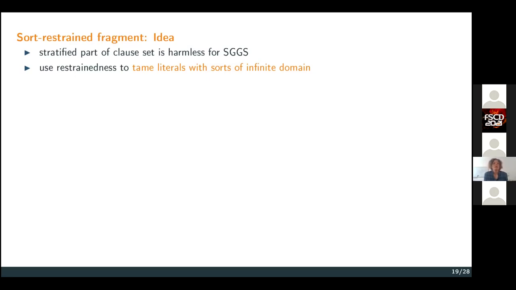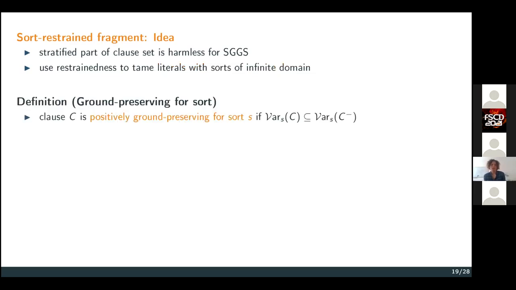The problem may only come from sorts that have infinite domain. And the idea is now that, similar as before, we use the idea of restrainedness to tame the literals that have sorts of infinite domain. So to apply this restrainedness idea in a sorted setting, we first generalize the definition of ground preservingness to take sorts into account. So a clause C is positively ground preserving for a sort S if all the variables of the sort S in C are contained in a negative literal of C.